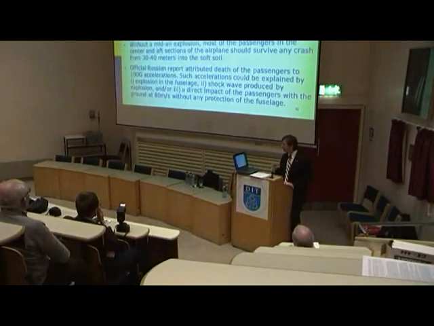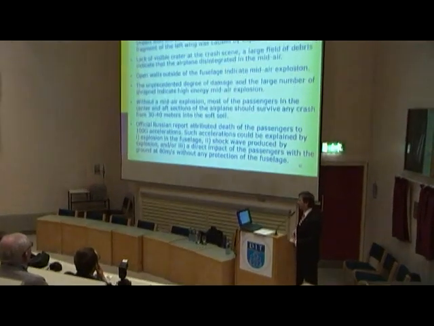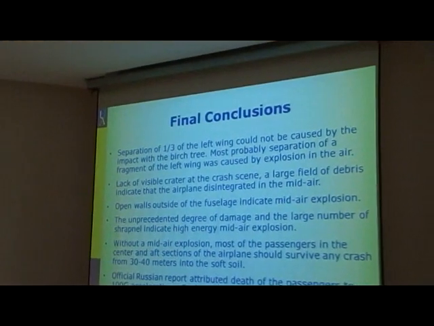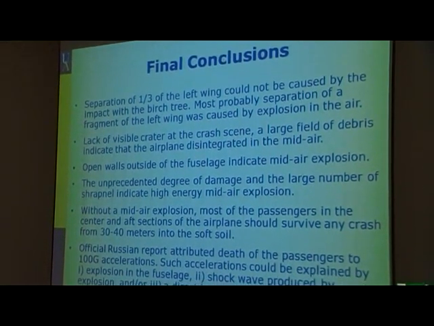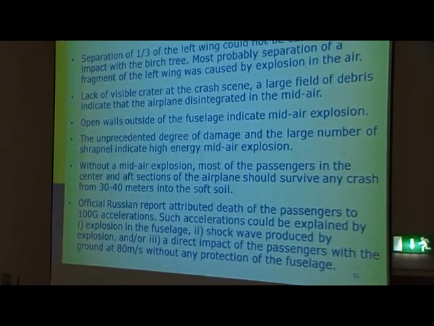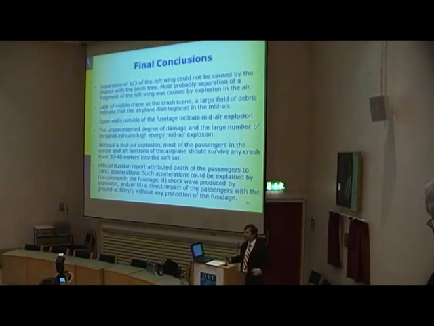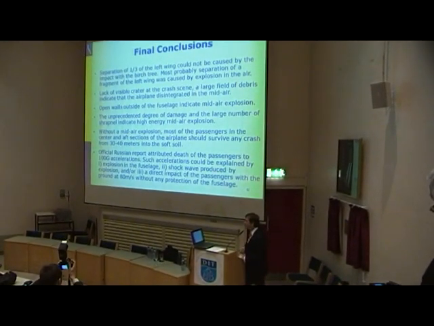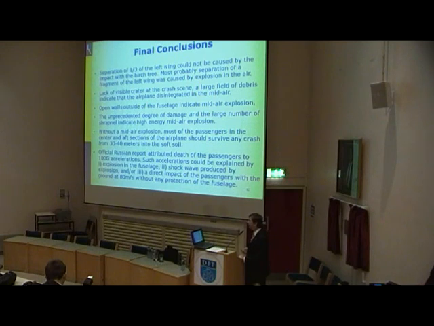Basically, the conclusions can be that the separation of one third of the wing could not be caused by the impact with the birch tree. Most probably the separation of a fragment of the wing was caused by an explosion in the air. The lack of a visible crater at the crash scene and a large field of debris indicate that the airplane disintegrated in mid-air. Then those parts fell not as one mass, but as a rain of parts, therefore they didn't create any crater. Open walls outside of the fuselage indicate a mid-air explosion. The unprecedented degree of damage and the large number of shrapnels indicate a high-energy mid-air explosion.